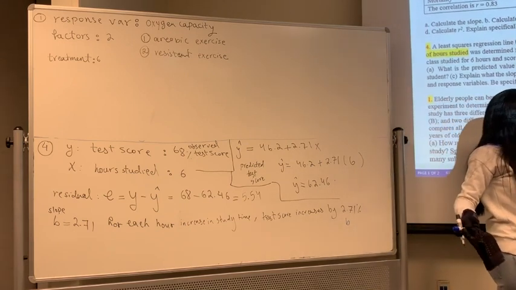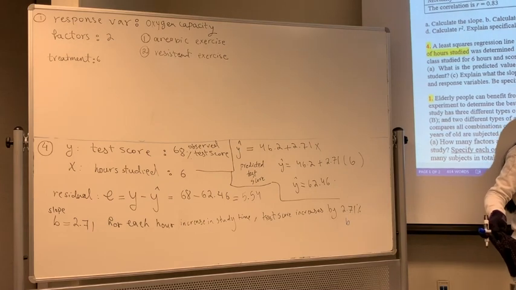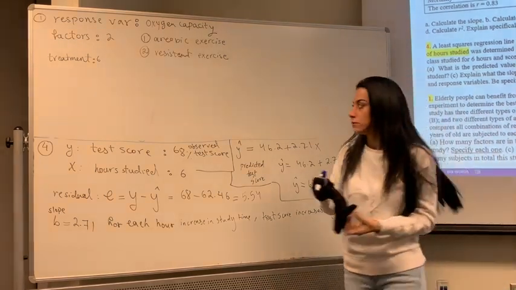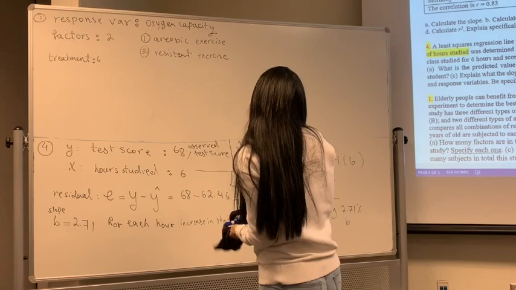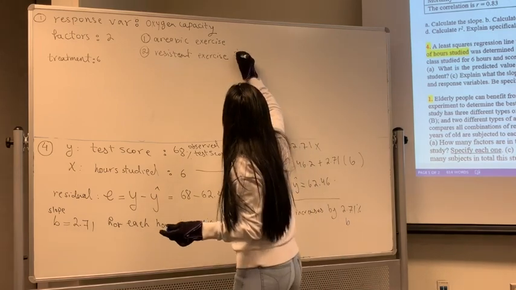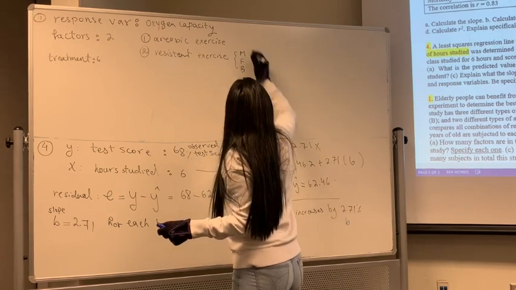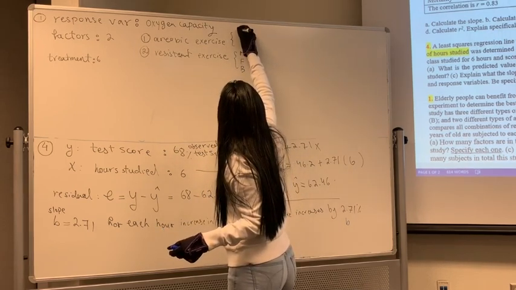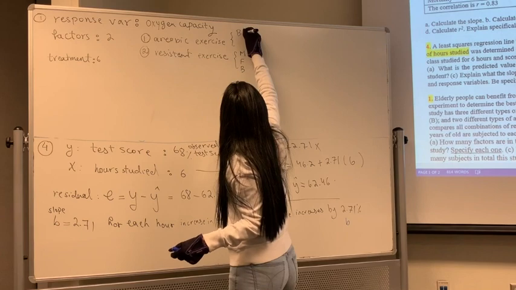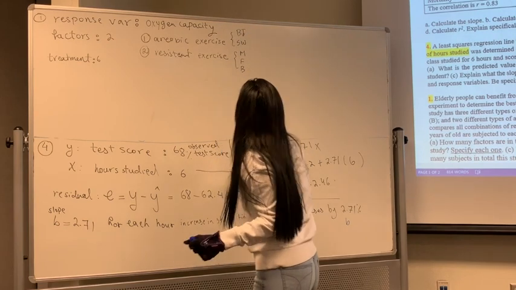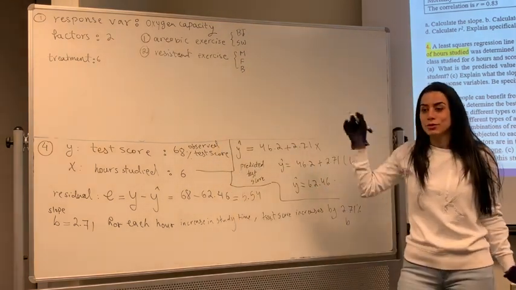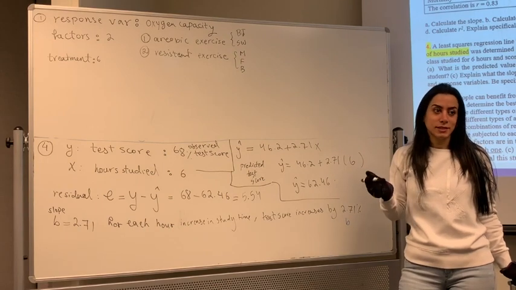We have M, F, and B. Which one is that for? That one's for resistance. M, F, B. And then what do we have for aerobic? Bicycle, swimming, so BI and SW. So 2 multiplied by 3 is 6 of them.